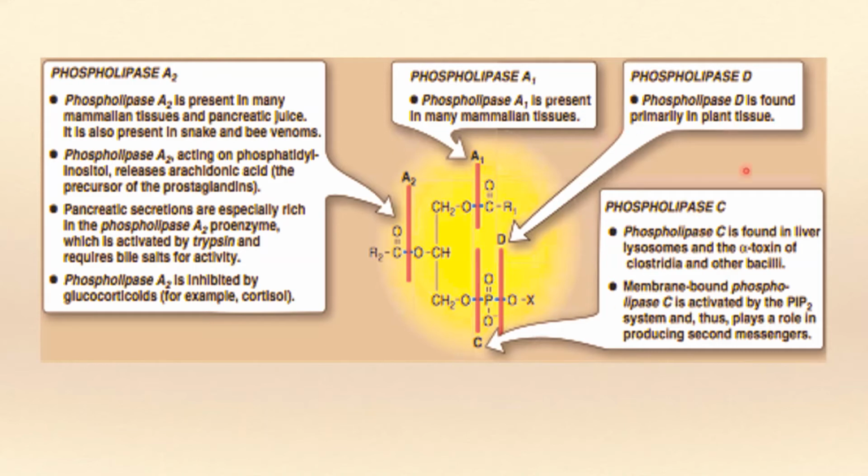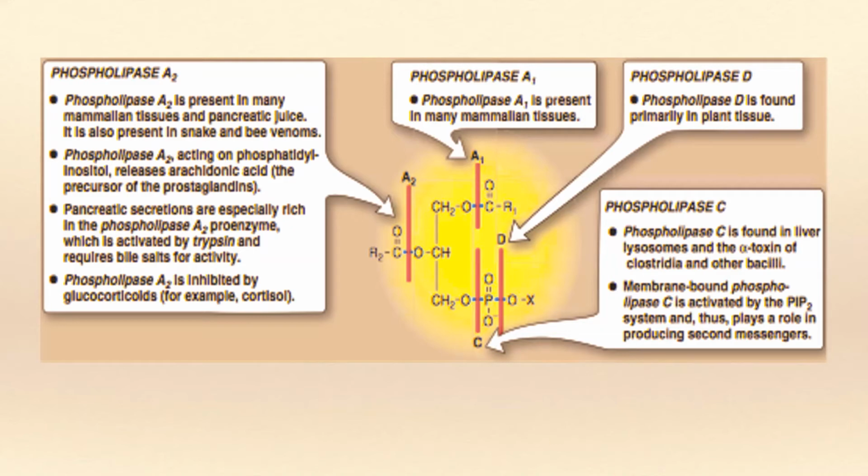Now, next is the phospholipase C. It is found in the liver and it is also found in the toxins of the Clostridia and different bacilli, and it will release this phosphate plus nitrogenous base, leaving behind the 1,2-diacylglycerol. And phospholipase D will release the nitrogenous base, keeping intact the phosphatidic acid. It is found in the plant tissues.